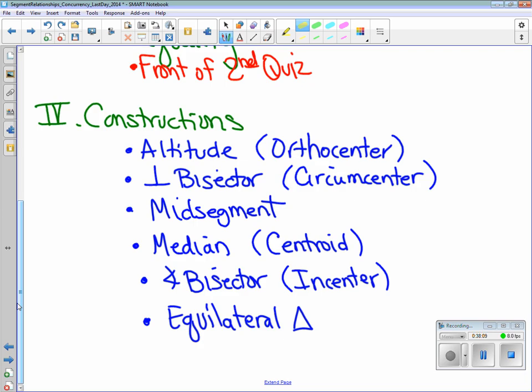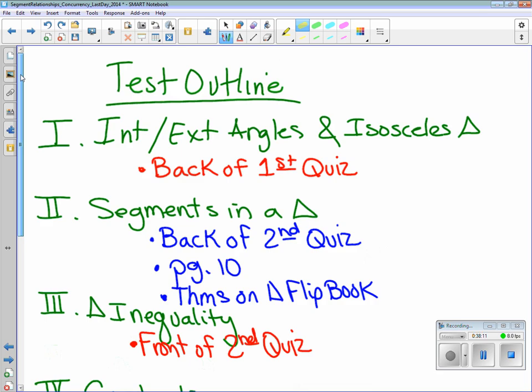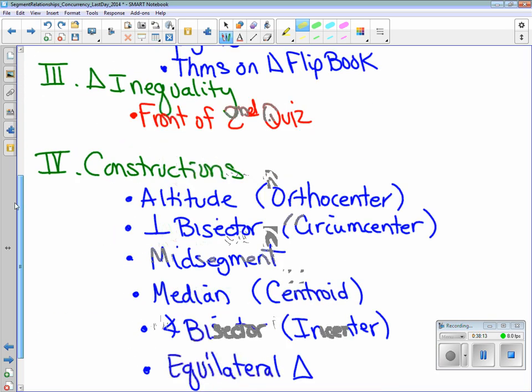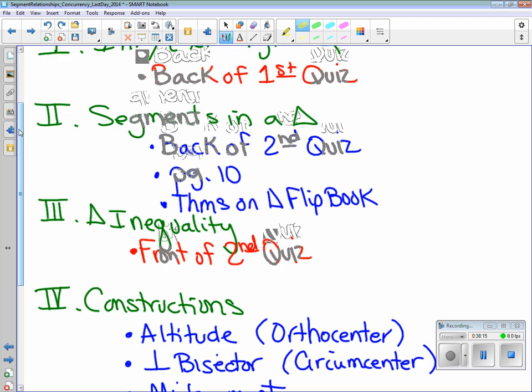Okay? So, 1, 2, 3. Lots of stuff. They're each about worth the same amount. Each of the sections is about 20 points. Okay? The extra credit, I don't think there is any, oh, there is. There's 3 extra credit on the test. Okay.